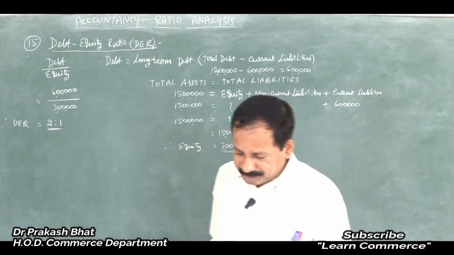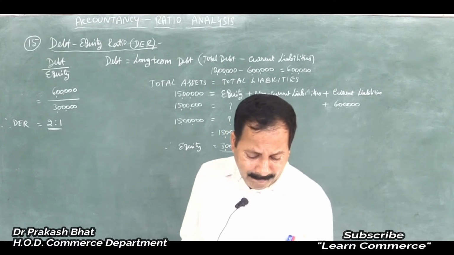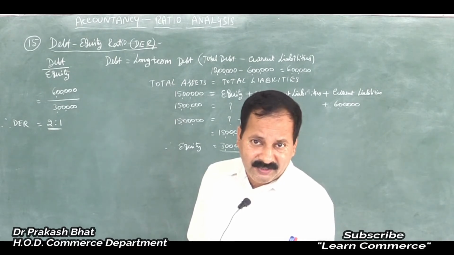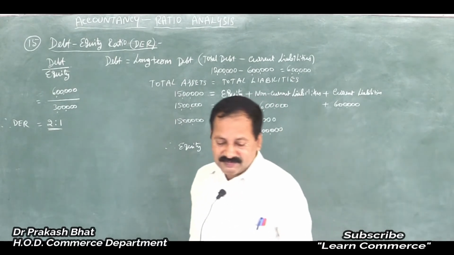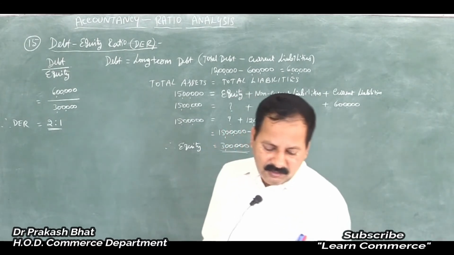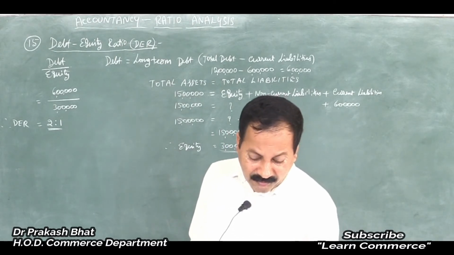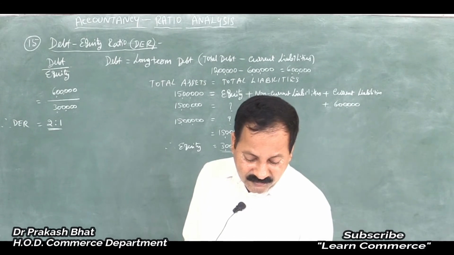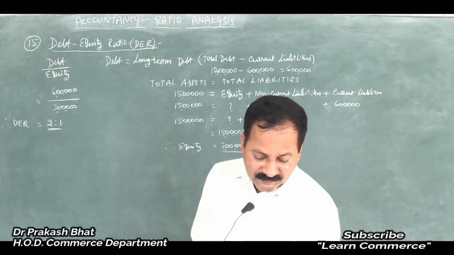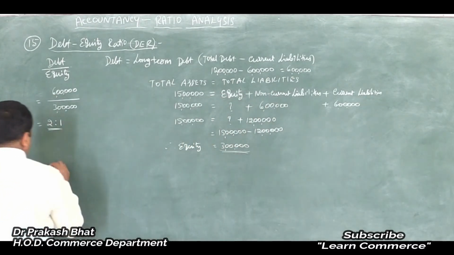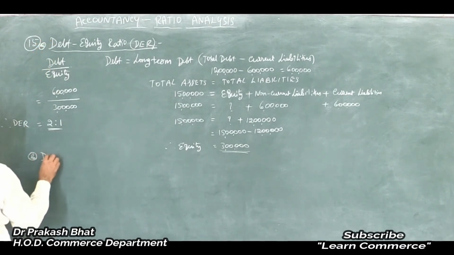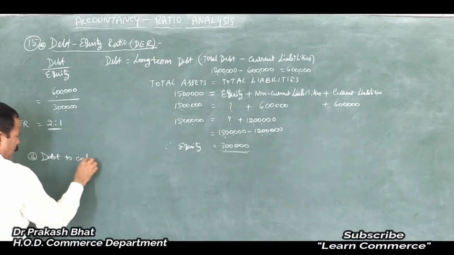Correct? Yes. Then moving further, the other ratio they asked was, no, not interest coverage, I'm sorry. Debt to capital employed ratio is asked, right? So let us solve it. Debt to capital employed ratio. Take this as A, this is B. Debt to capital employed ratio.